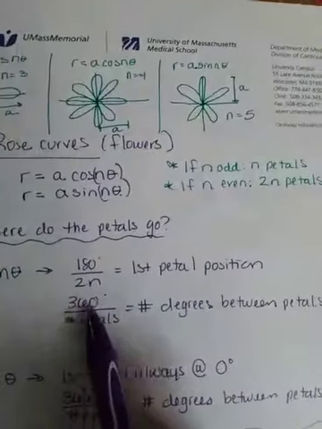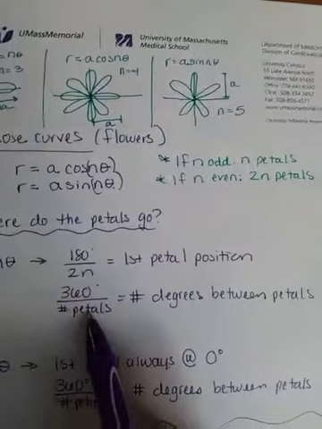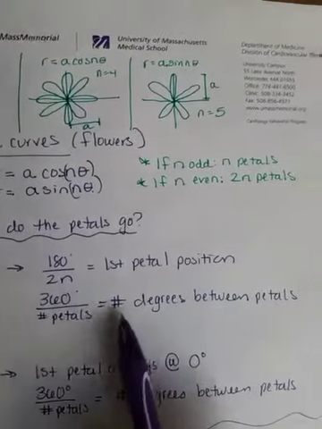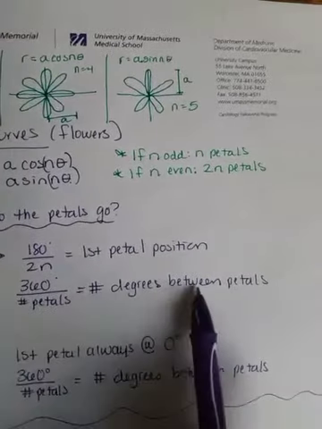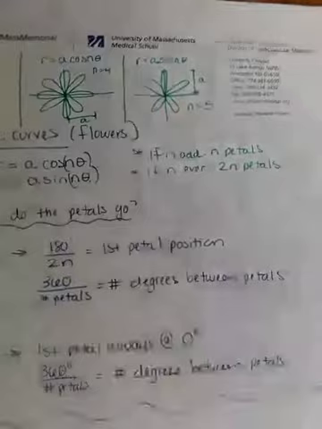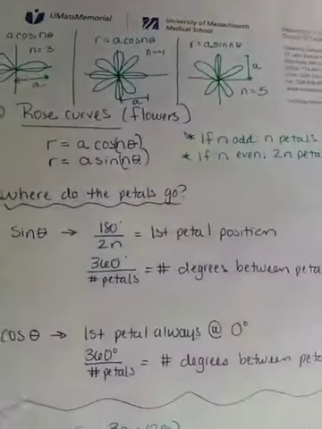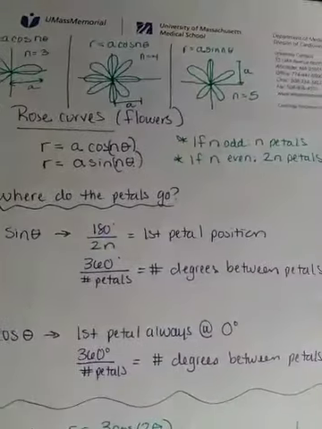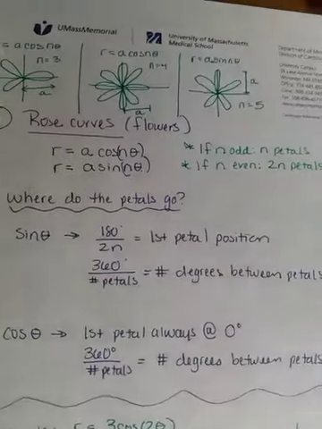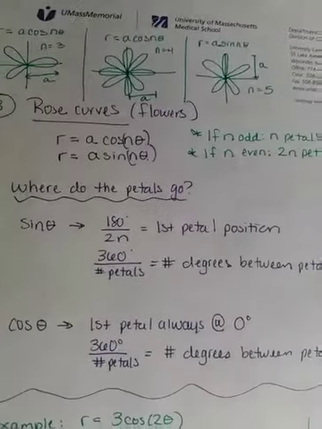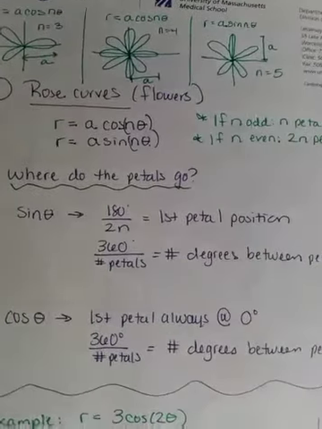And then also, if you take 360 and divide by how many petals you have, that tells you the number of degrees between each petal, which is going to help us when we need to make the chart. These charts are going to look different than the ones we just did, because you won't always necessarily be doing 0, pi over 2, pi, etc.